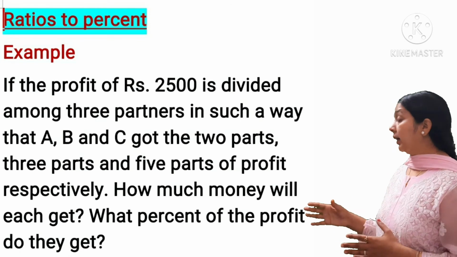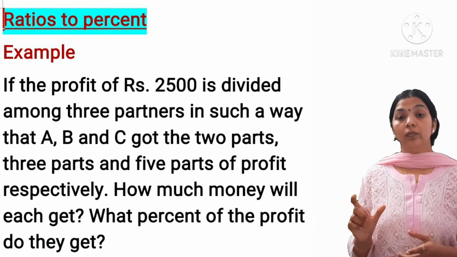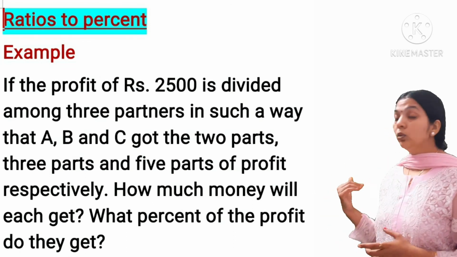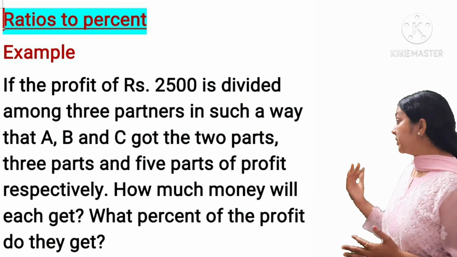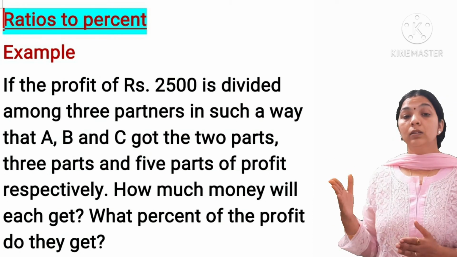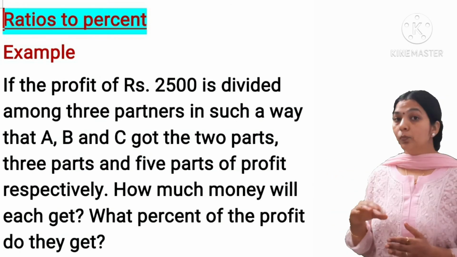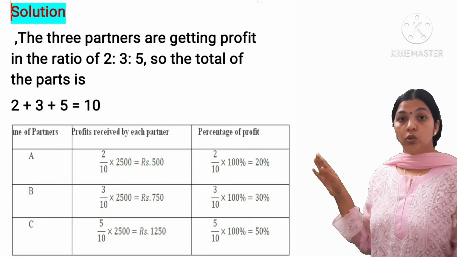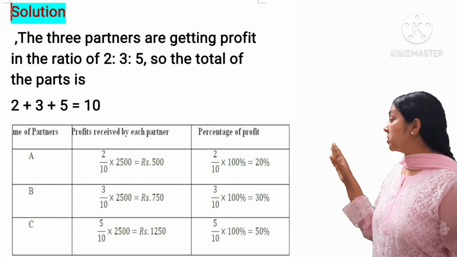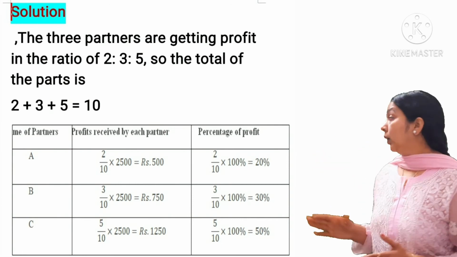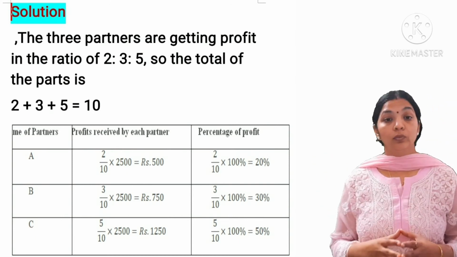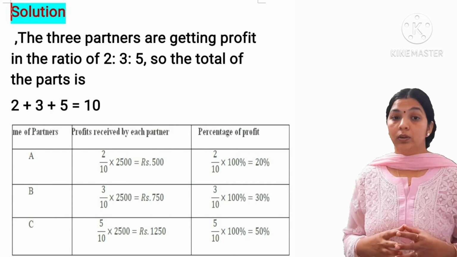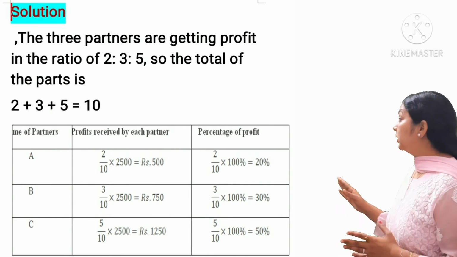Here we are given that the profit is 2500, that means 2500 is the profit. It is divided among 3 partners A, B, C in such a way that they get 2 parts, 3 parts and 5 parts of the profit. Okay, now 2 parts, 3 parts and 5 parts, so that is the ratio, that is 2 is to 3 is to 5. So now what do we have to do? We have to find the percentage of their share in the profit. So what will we do? We will convert this into fraction.